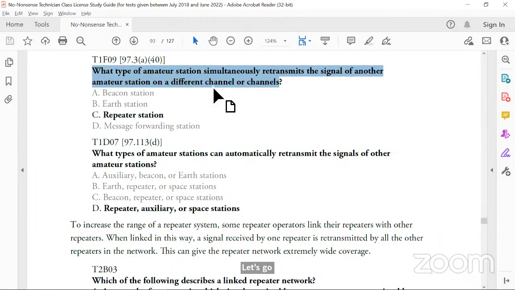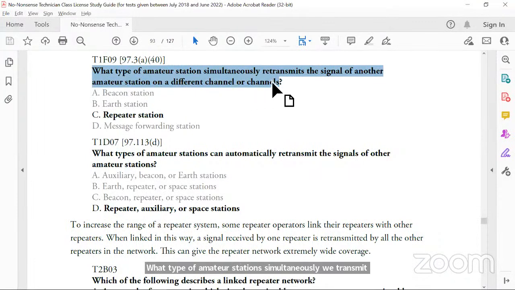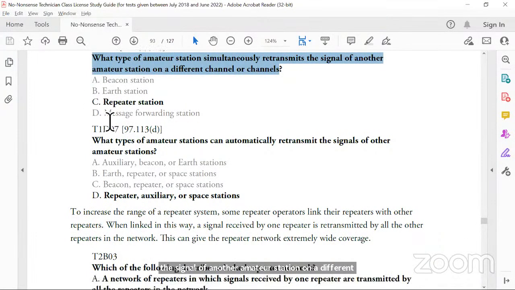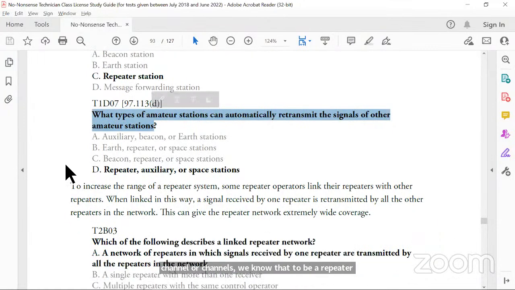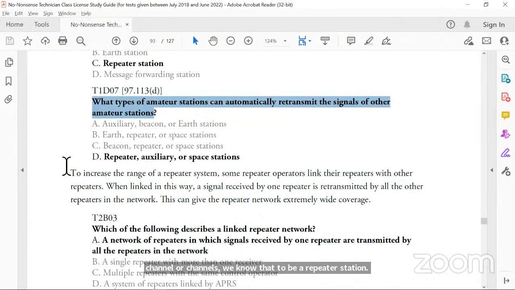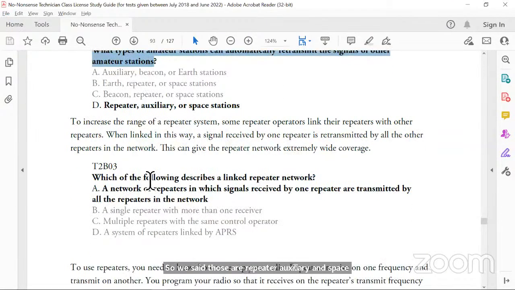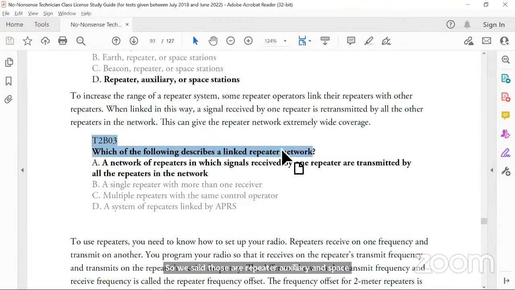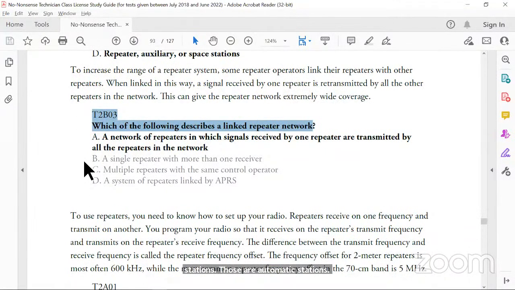What type of amateur station simultaneously retransmits the signal of another amateur station on a different channel or channels? We know that to be a repeater station. What types of amateur stations can automatically retransmit the signals of other amateur stations? So we said those are repeater, auxiliary, and space stations. Those are automatic stations. Which of the following describes a linked repeater network? We said that a network of repeaters in which signals received by one repeater are transmitted by all the repeaters in the network.